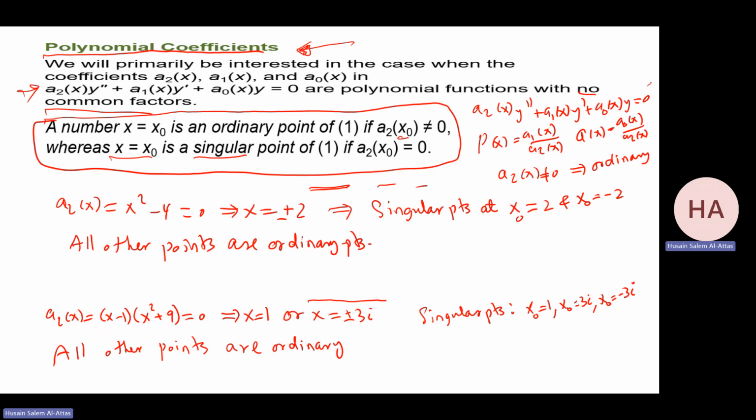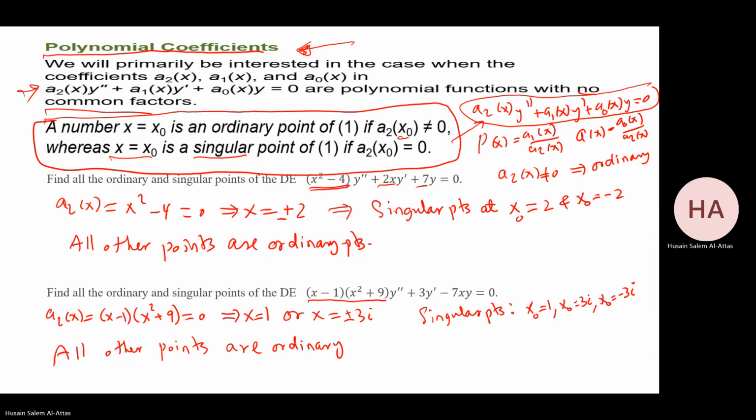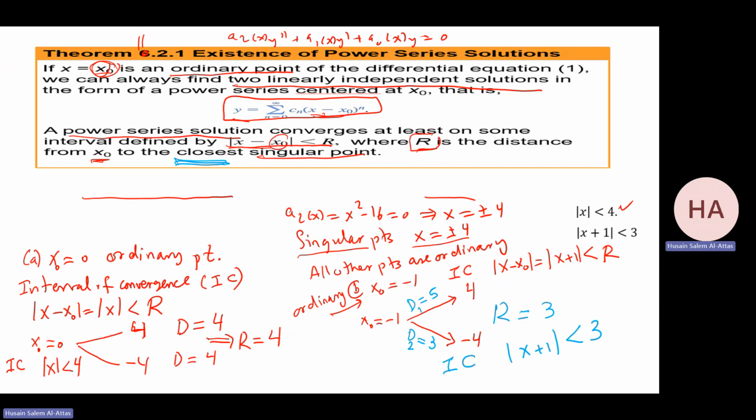This is my differential equation. So how to control it? I look at the coefficient of y double prime. Equal to 0 gives me a singular point. Not equal to 0 gives me an ordinary point. Okay. Then we moved to the existence of the power series solution.